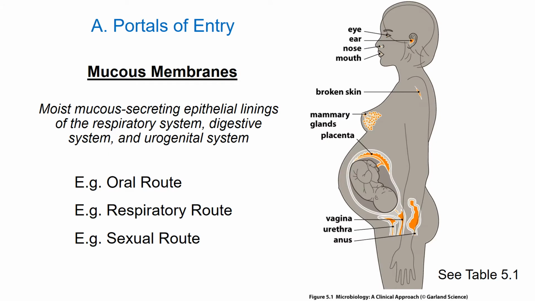So the first thing are the portals of entry, meaning there are many routes of entry for organisms to get in the body, and some of them do have preferred portals of entry, which means that if they go in one, they may not cause any issues, whereas if they go in the other, they may cause issues. So you can see some examples here. We have the oral route. So some diseases typically will go in through some sort of oral or respiratory route.